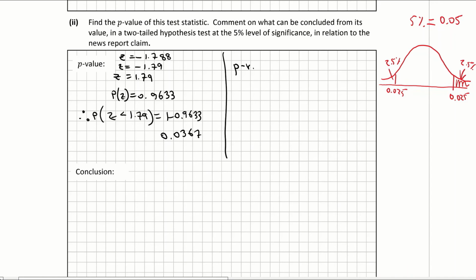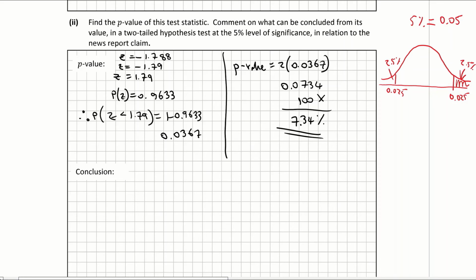So my p-value is equal to 2 times 0.0367, which works out at 0.0734. And I'm going to times that by 100 because it's asking for a 5% level of significance. So let's turn it into percent, 7.34%. That's my p-value. What's my conclusion?